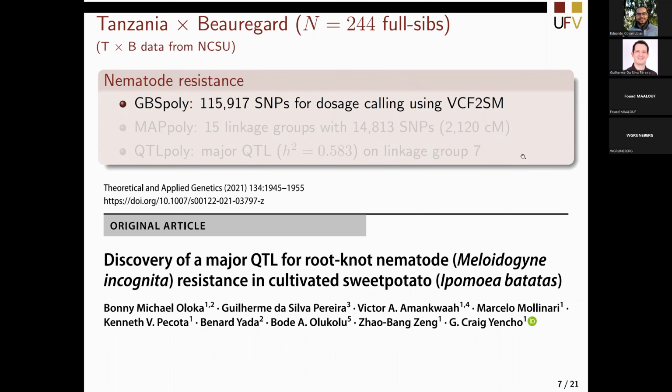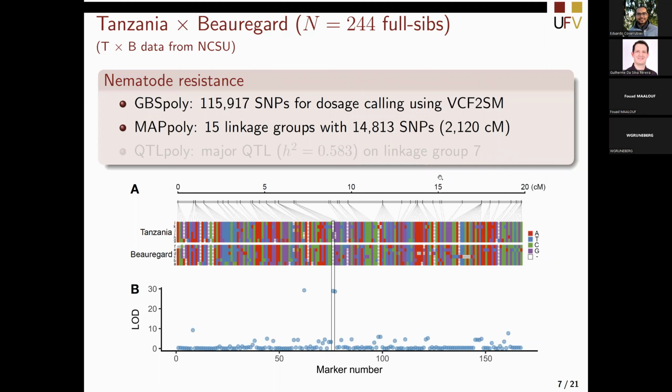Another population, actually, the reciprocal, was used at NCSU for mapping nematode resistance. Now the GBS poly delivered over 115K SNPs. We again were able to build a linkage map with 15 linkage groups and almost 15K SNPs, right? And by the way, these are the haplotypes, right? The way we organize all those variants into 6 homologs per parent, right?